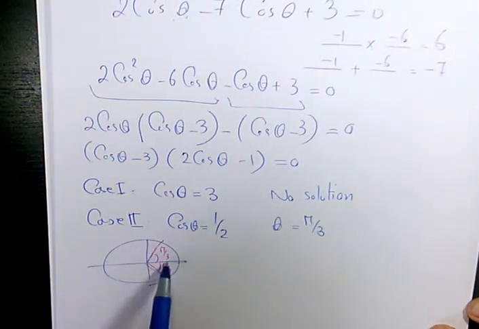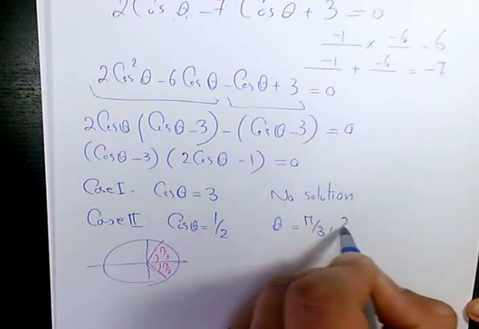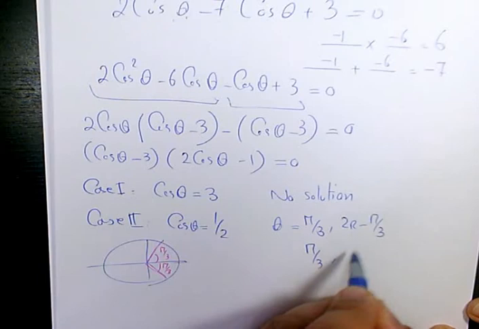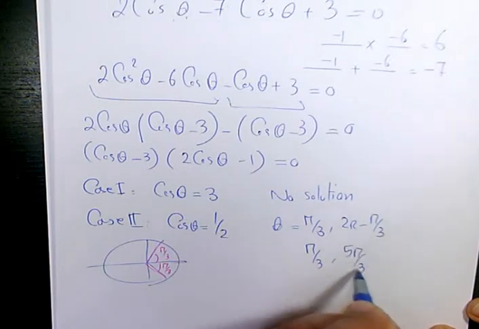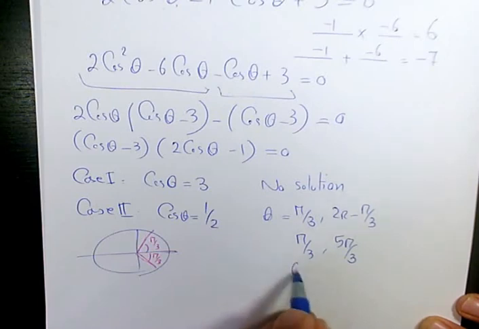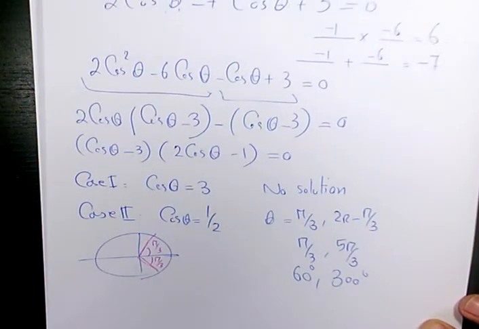And the other one is going to be 2 pi minus pi over 3, which is going to be 5 pi over 3. So these are the two answers. If you want to write it in terms of degrees, it's going to be 60 degrees and 300 degrees. So the two answers in terms of radians and degrees.